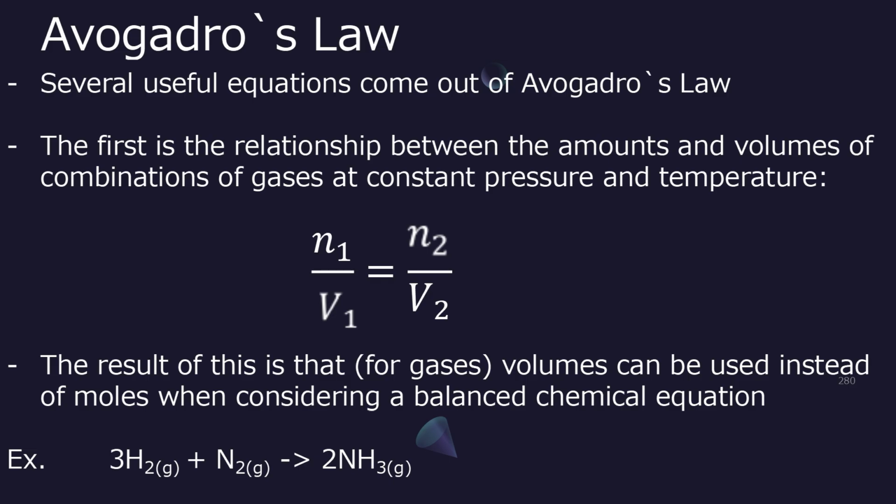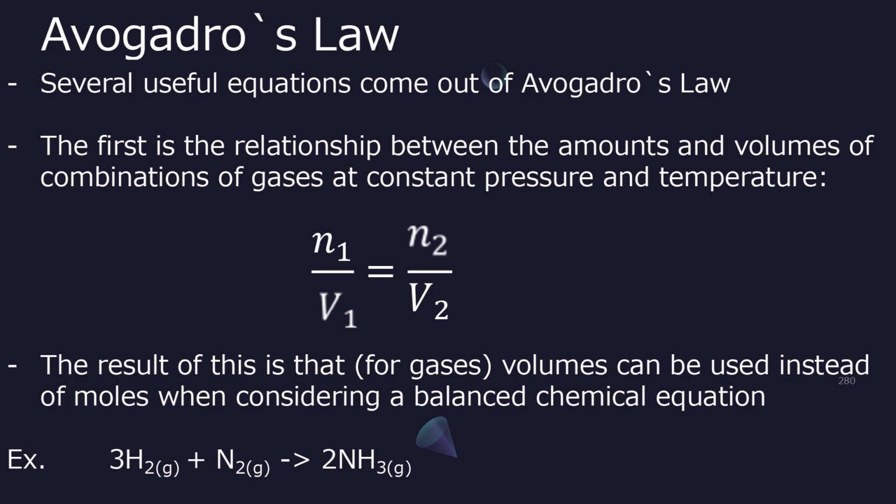So for example, here I have the Haber process, a famous chemical reaction. 3 moles of H2 gas plus 1 mole of N2 gas goes to 2 moles of NH3 ammonia gas. Everything is a gas here, and normally we would have to go find the mass of these, find the molar mass of each, find out how many moles are actually used or produced. But Avogadro's law, one consequence of Avogadro's law is that we can use volume ratios instead of mole ratios.